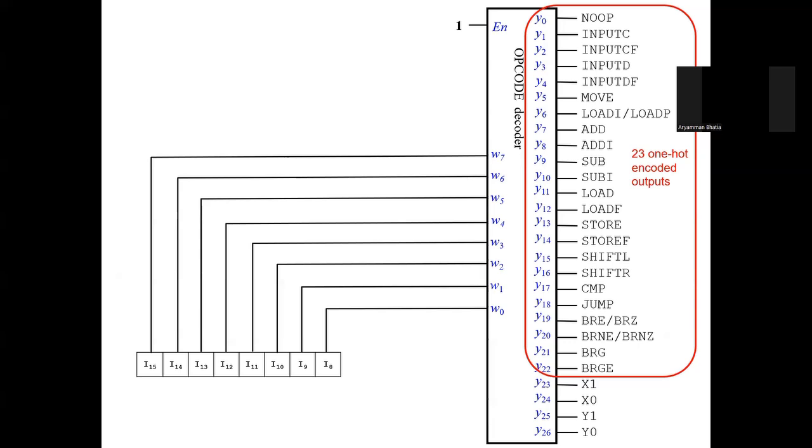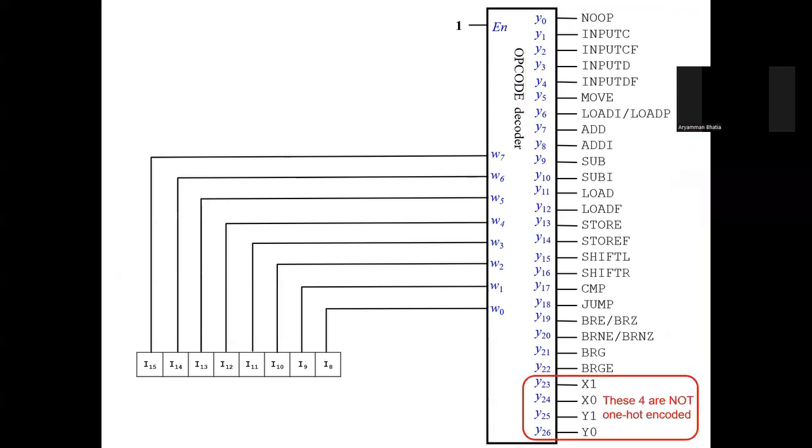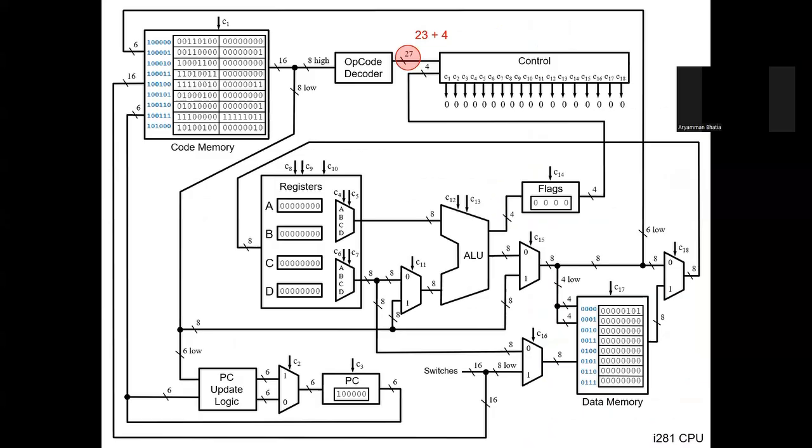At a given time, you will only execute one instruction. So these first 23 inputs are one hot encoded, which means that at a given time, only one of them will be one, the rest will all be zero, which is intuitive. And the other 4 are not one hot encoded because they are just values which you want to pass through to control signals. That's how you get these 27 outputs from the opcode detector, right?